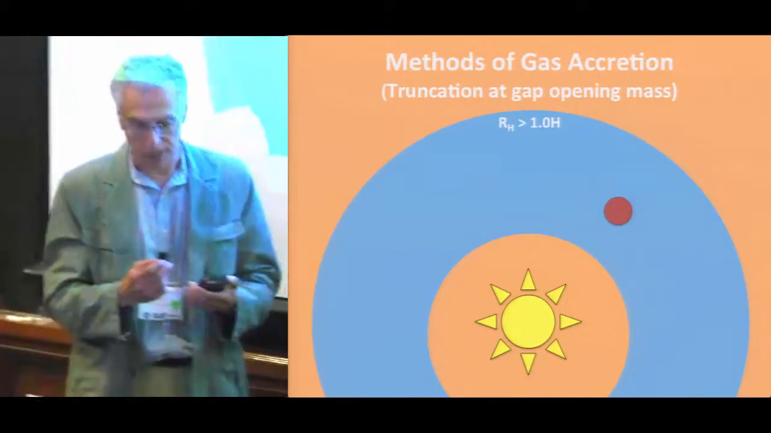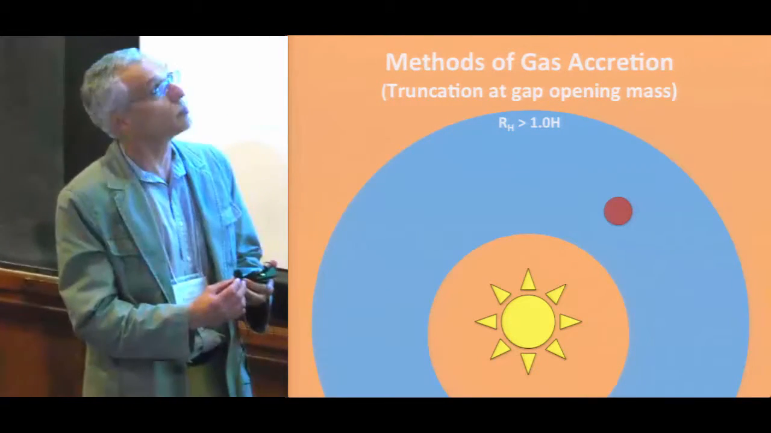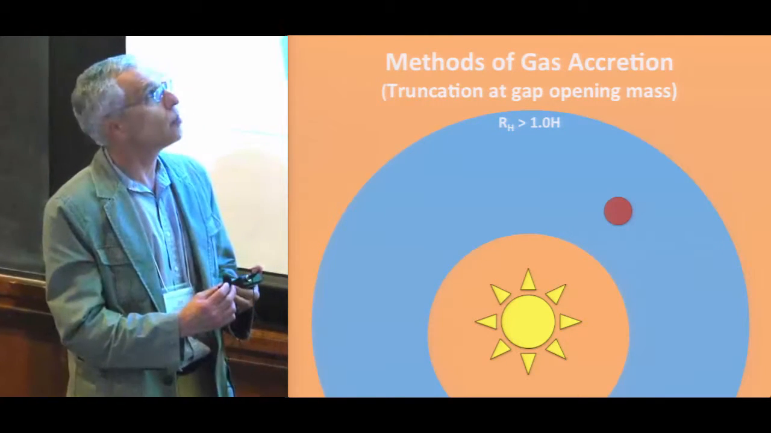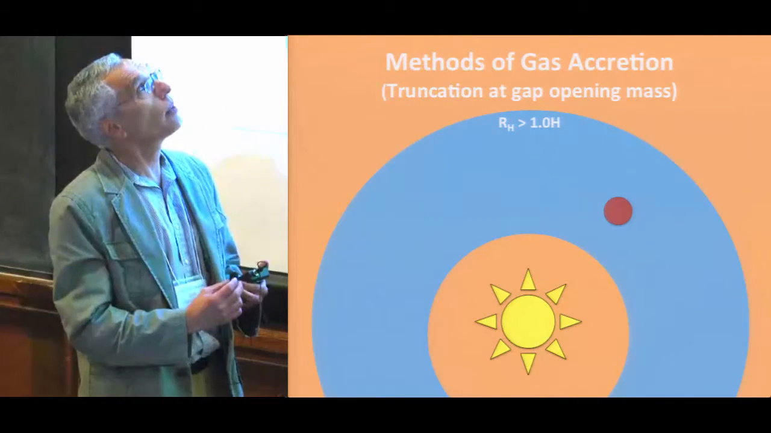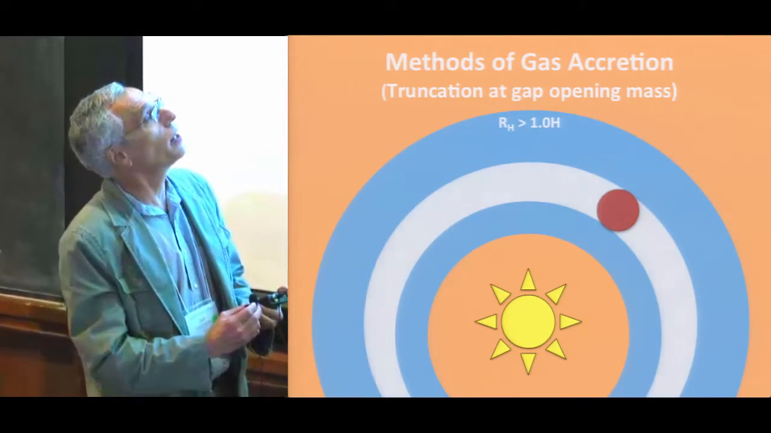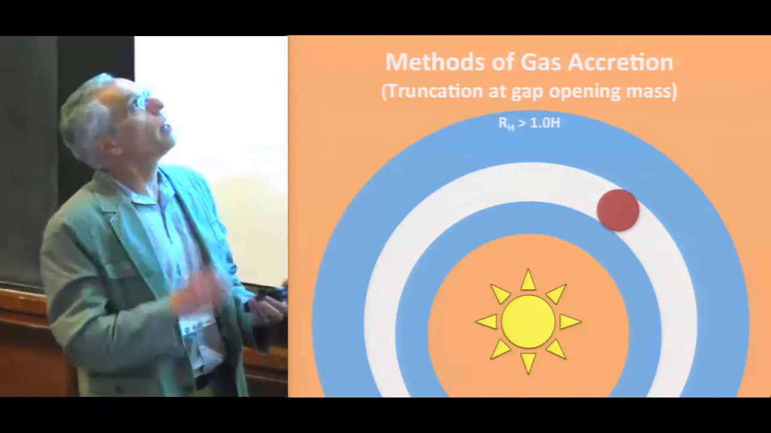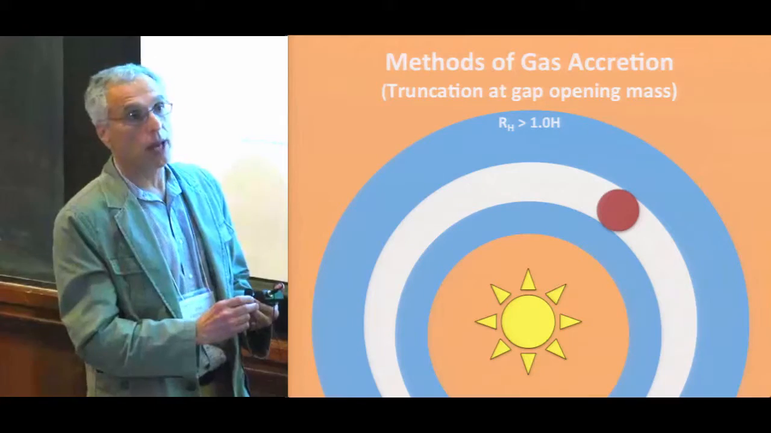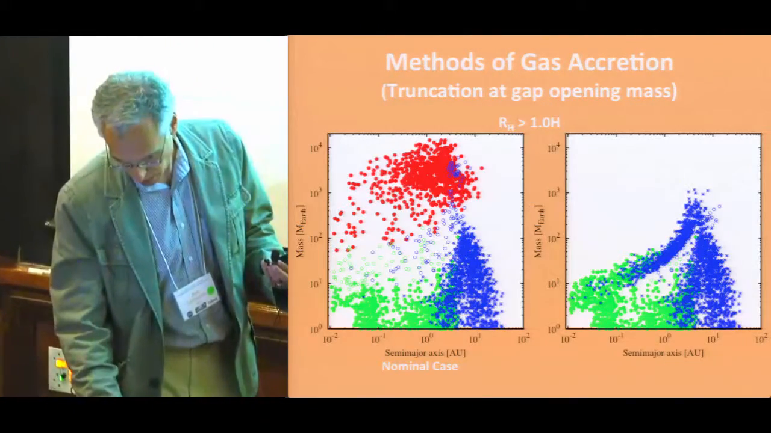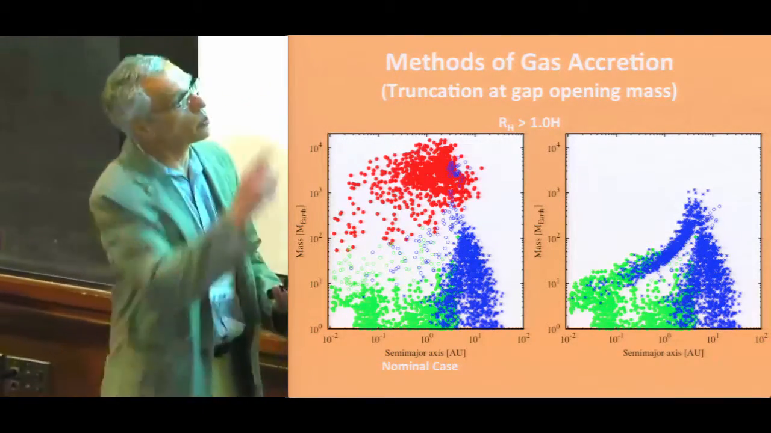Okay, so the second case is that as soon as the planet reaches the mass where it can open a gap, we prevent it from feeding. So its Hill radius is now the size of the scale height, and we don't allow it to feed anymore after that point is reached. And so the result is that there are no hot Jupiters.